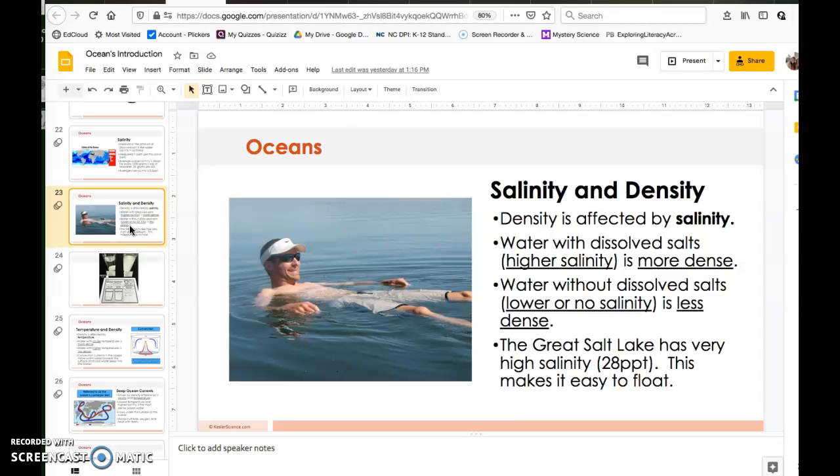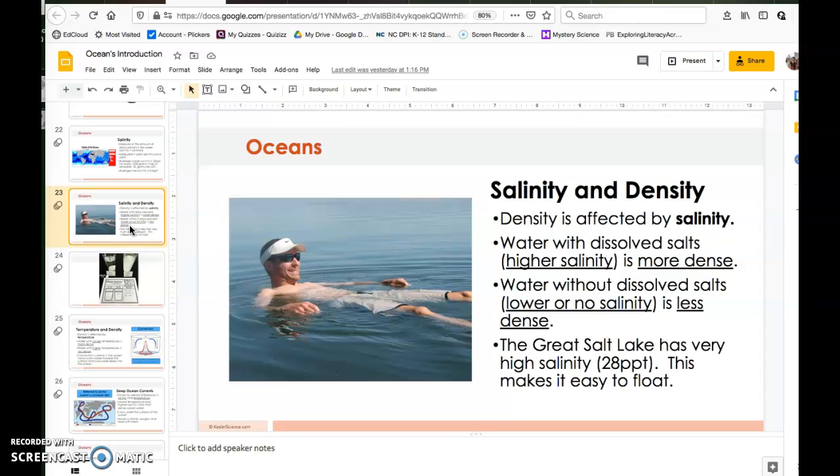Salinity and density, there's a distinct relationship. Again, I love talking about relationships in science, as the density of the water is affected by the salinity. We know that water with more salt is more dense. So really, really salty water is more dense. Water that's not really salty at all is less dense. The Great Salt Lake has a very high salinity of 28 parts per thousand. This makes it really easy to float because the water is more dense.